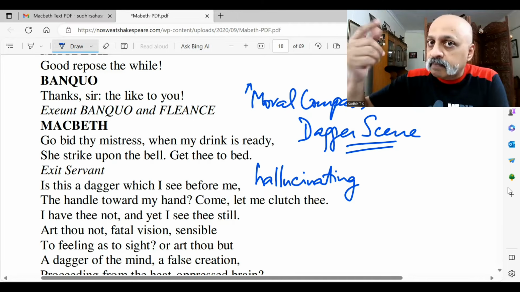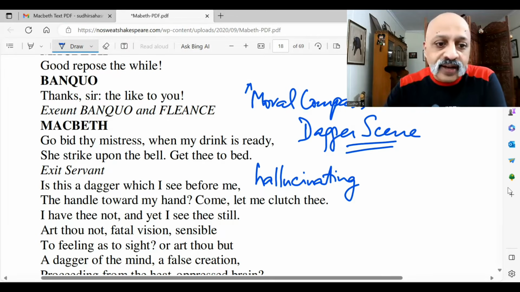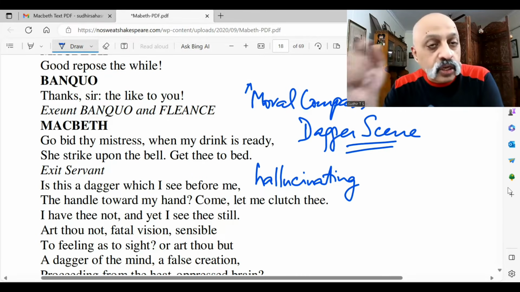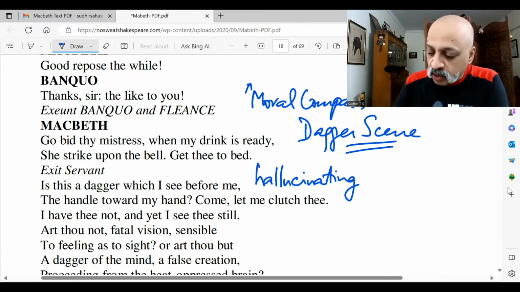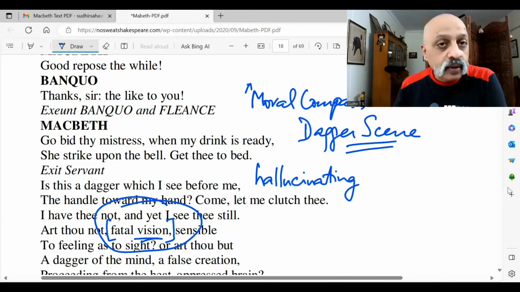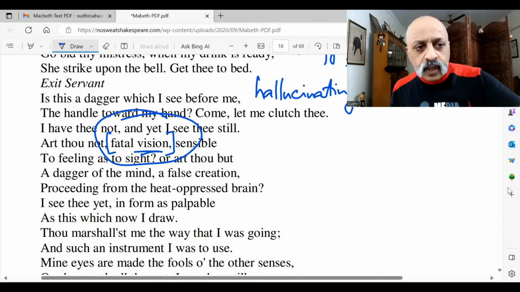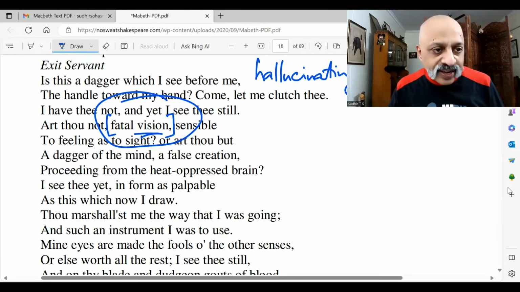So he's imagining. So he says, I'm not able to hold the dagger, and yet I am able to see you, and yet I see thee still. Art thou not fatal vision? Now the dagger is referred to as a fatal vision. Now this is an important keyword. इसको remember कीजिएगा. Art thou, और ये passage generally exam point of view से important भी है.